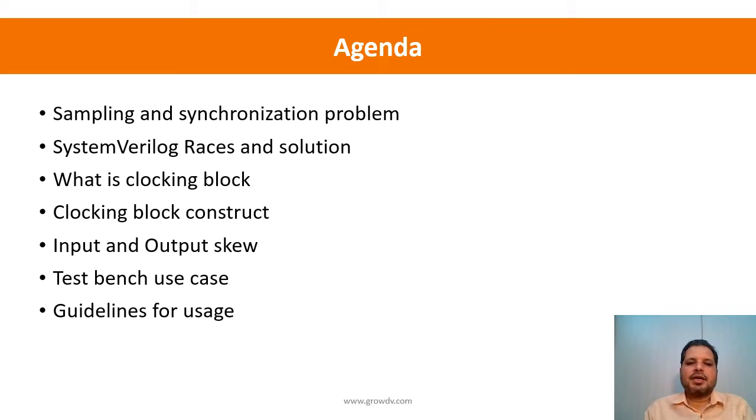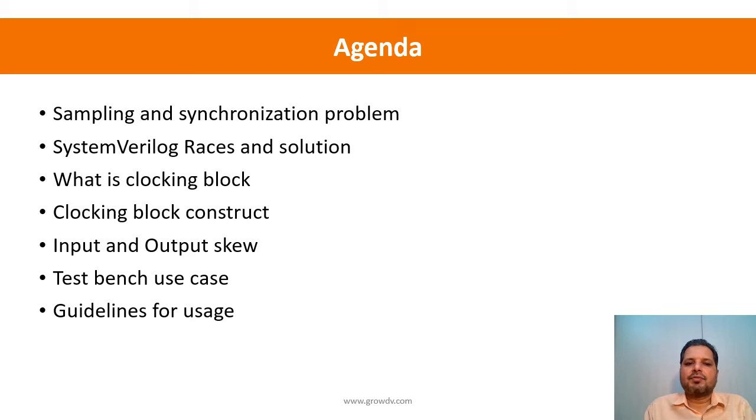In today's agenda, first we will understand what problem we are trying to solve with the clocking block, right? As a part of that, we will encounter the race problem again. We have briefly seen races in our scheduling semantics session, but we will do a brief refresher over here in the context of clocking blocks, and we will revisit how it affects the problem that the clocking block is trying to solve.